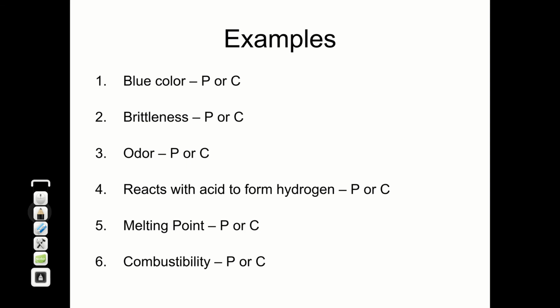So if we do a couple quick examples, blue color. Color is something that I see, so that's a physical property. Brittleness. That's again something like the texture of it, how it interacts. Again, it doesn't change what it is, so that would also be a physical property. Odor.